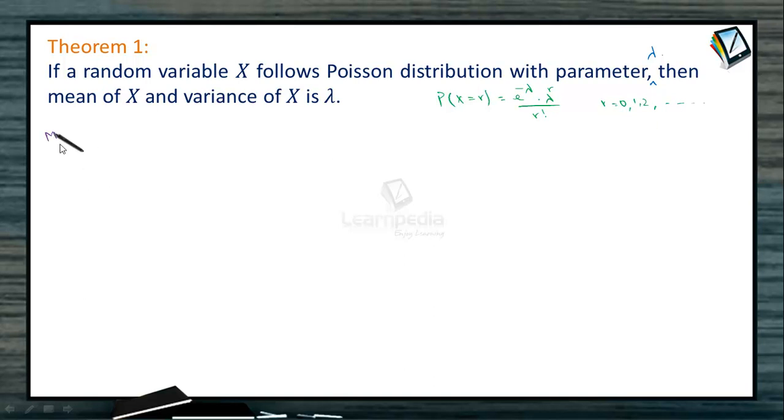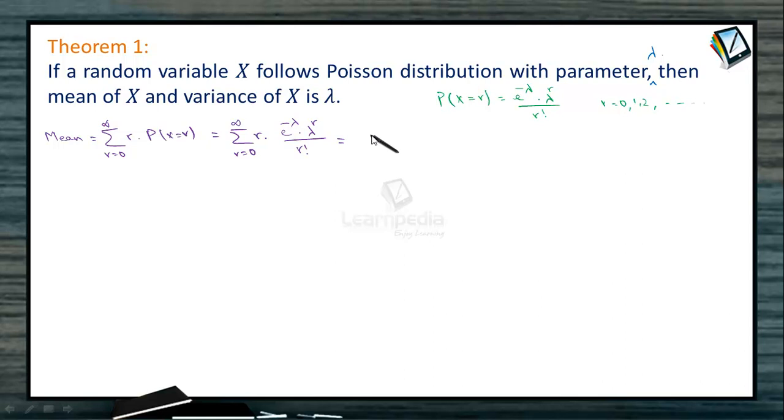By definition, what is the mean of a distribution? Mean is sigma r equal to 0 to infinity, because here we have the random variable taking infinite values. Yes, r into probability of x equal to r, that is sigma r equal to 0 to infinity r times the probability of x equal to r by the Poisson variable. It is e to the power of minus lambda into lambda to the power of r by r factorial.